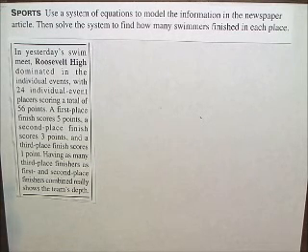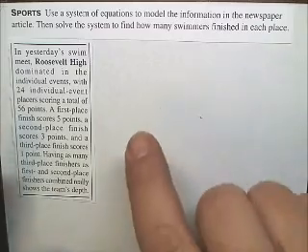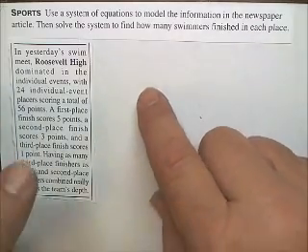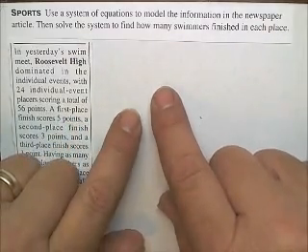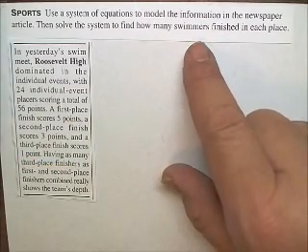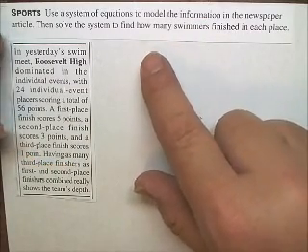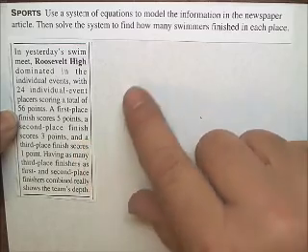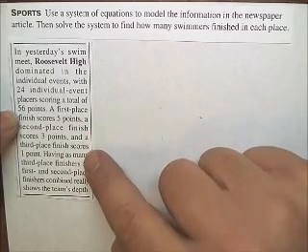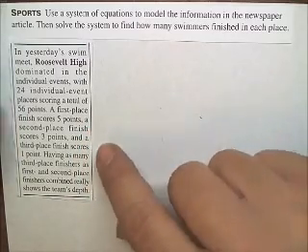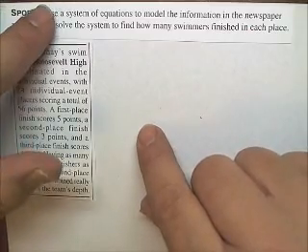Hello, this is Systems of Linear Equations and Inequalities, solving systems of linear equations in three variables, example 4. And here we have a newspaper article, and it describes a swim meet, and we have to figure out how many people placed first, second, and third.